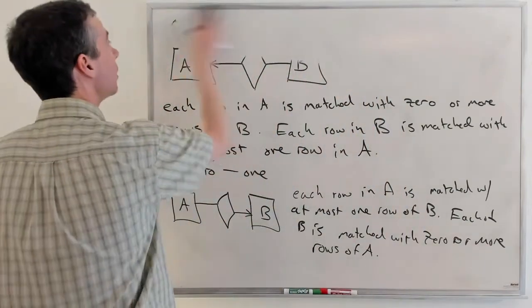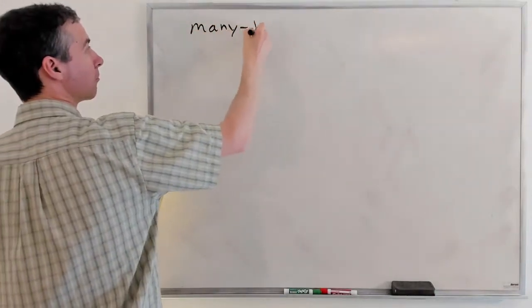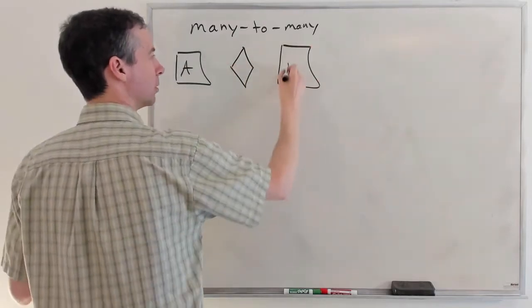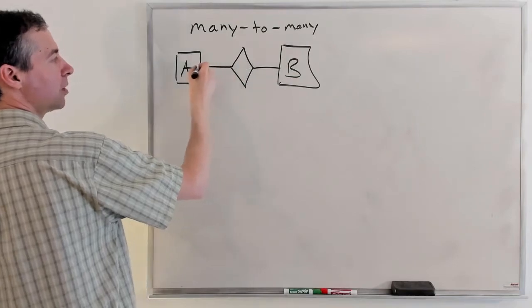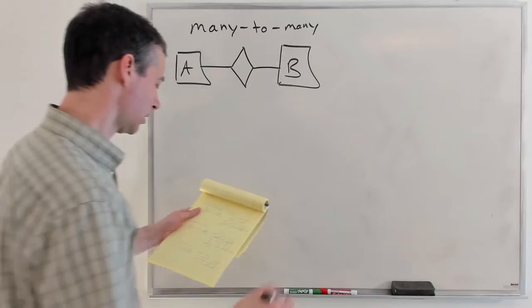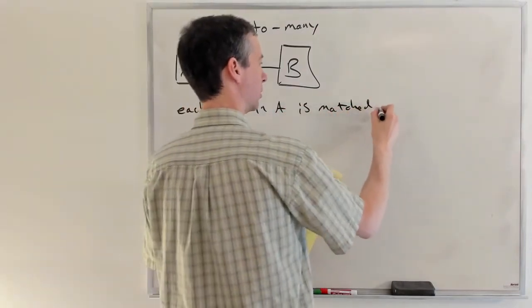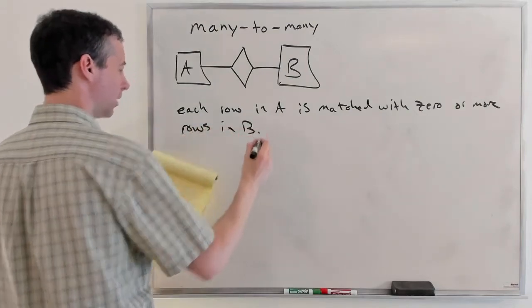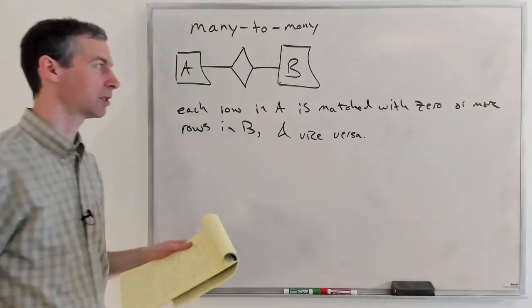And we have one last one. Cardinality is the many to many. So we have an A relationship to B. One of me is related to many of you, so that's just a plain line. One of B is related to many of A, a plain line. Great. And so, yes, each row in A is matched with 0 or more rows in B. And I'm just going to save myself some writing and vice versa. Same for B, okay? B is matched with 0 or more rows in A.